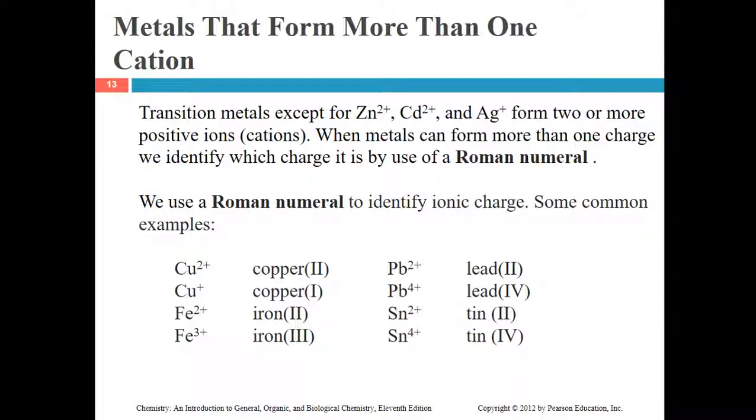Well, some metals can have more than one charge, and quite often that happens in the transition metals. So here are the ones that most commonly can have more than one charge. I'd like you to remember copper, iron, lead, and tin are going to have more than one charge. If metals have more than one charge, we must identify that with a Roman numeral when we're naming them and writing out the name.